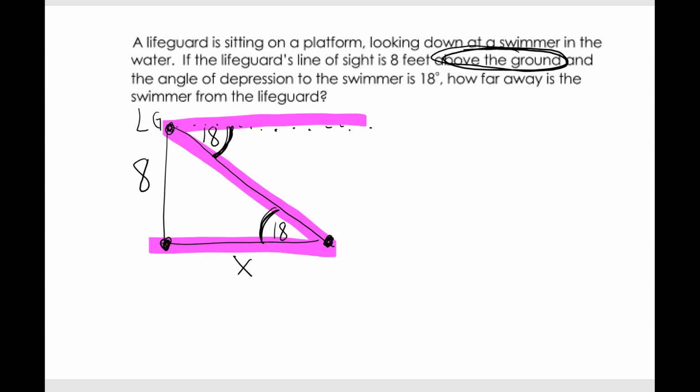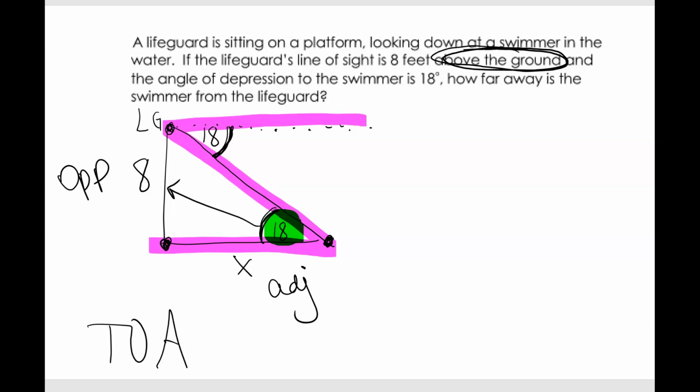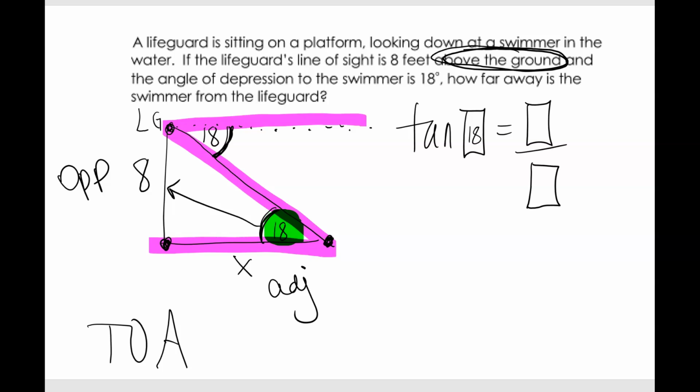From the 18 degrees, we determine what the 8 and the x are. So the 8 is the opposite side, and the x is the adjacent. So again, this is going to be using tangent. Tangent of the angle is equal to opposite over adjacent. The angle is 18, the opposite side is 8, the adjacent is x.